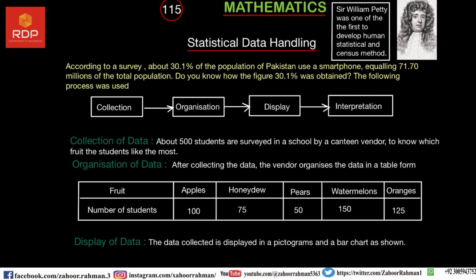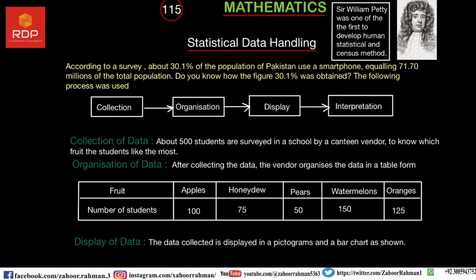Sir William Petty, whose picture is given on the right side of your screen, was one of the first to develop human statistical and census methods. He was from a humble family background, but by the age of 35, he was at the forefront of the progressive sciences. He broke his leg on board a ship while working as a cabin boy in his teens. After this setback, he applied to study in Caen, where he supported himself by teaching English. So, the main purpose of this story was that Sir William Petty was the first person who developed a statistical system for census.